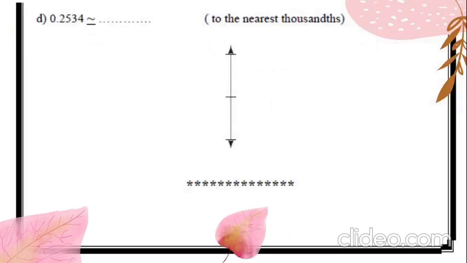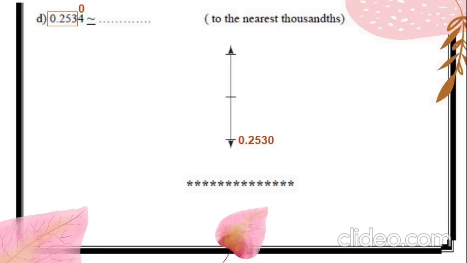Letter D. Here we have 0.2534. I need to round this number to the nearest thousandths. Which digit is under the thousandths? 3. So take 3 and any digit before it inside the box, like this. And any digit outside the box, turn it to 0. And this is the smaller number. Write it down on the number line, like this.